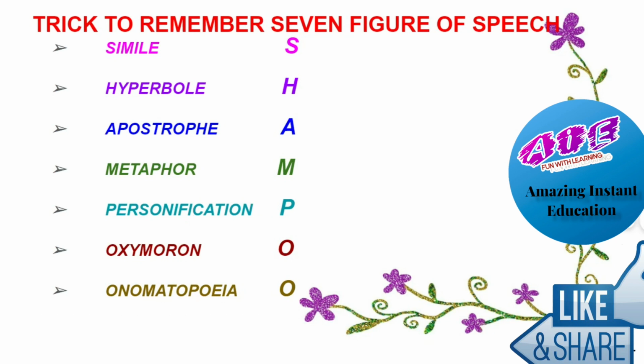That's all about the figures of speech in this video. Let's revise what we have learned in this lesson. First, we learned what a figure of speech is. Then, we discussed the 7 figures of speech. That is simile, hyperbole, apostrophe, metaphor, personification, oxymoron, and onomatopoeia.